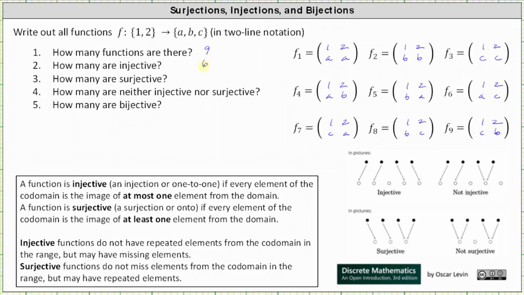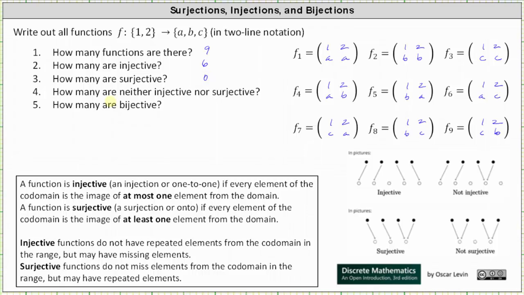Next, how many are surjective? A function is surjective or onto if every element of the codomain is the image of at least one element from the domain. Or we can say surjective functions do not miss elements from the codomain in the range, but may have repeated elements. Well, all 9 functions do have missing elements from the codomain in the range, and that's because there are more elements in the codomain than there are elements in the domain, and therefore none of these functions are surjective. So number 3 is 0.